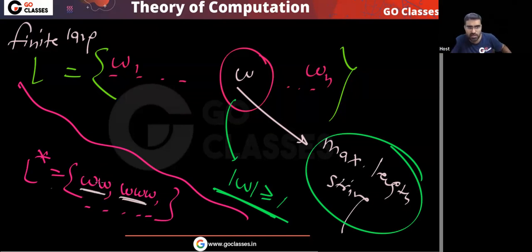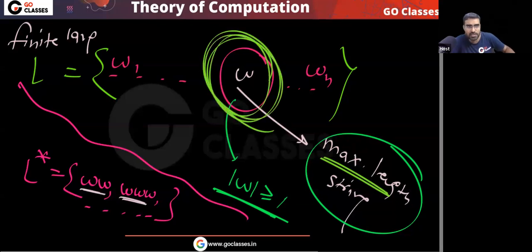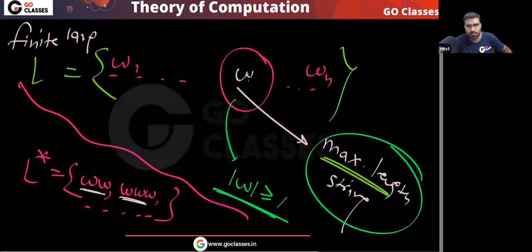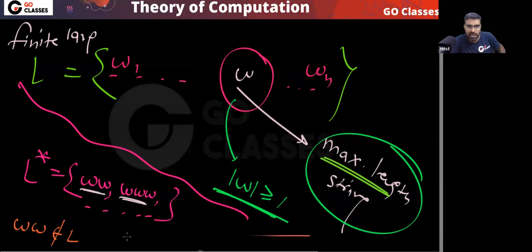You can easily notice these strings don't belong to L, because in this language L, the maximum length was this W. So definitely these strings don't belong to L. So that is the reason L is not the same as L star.